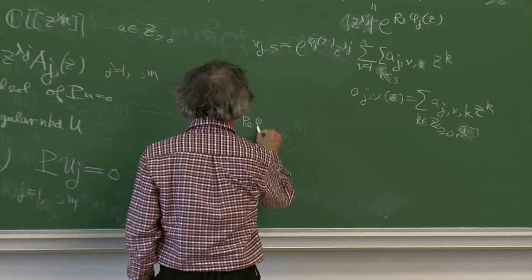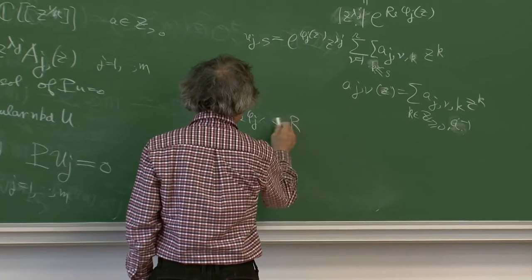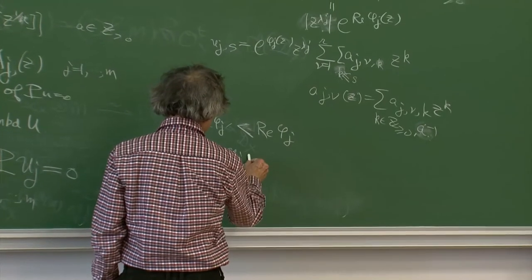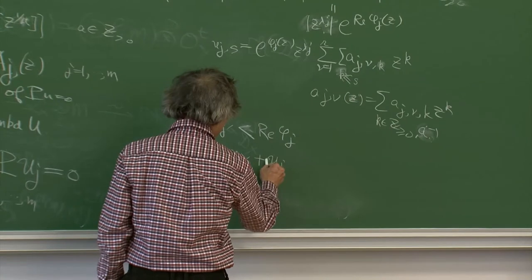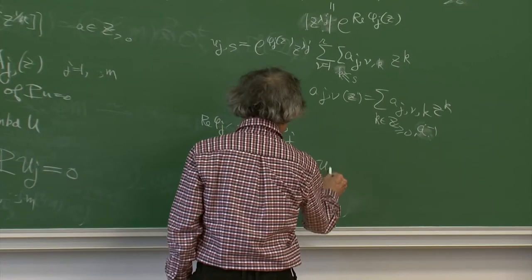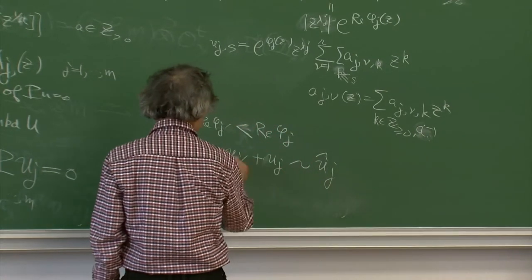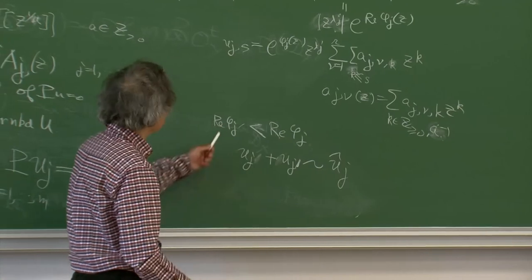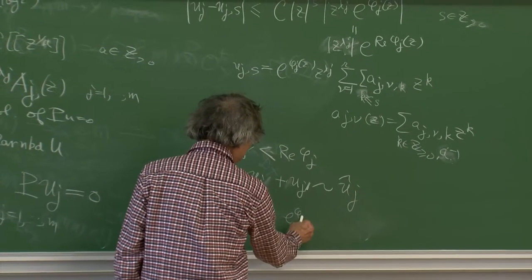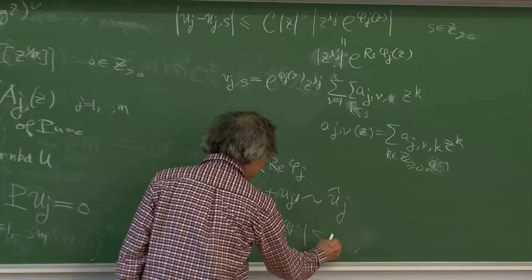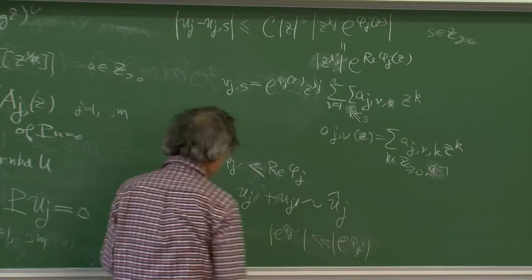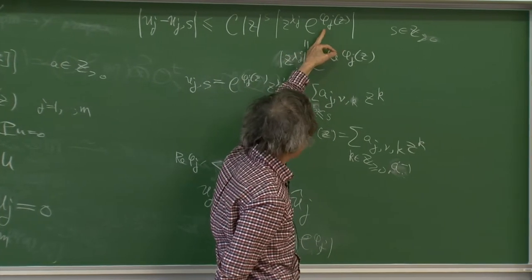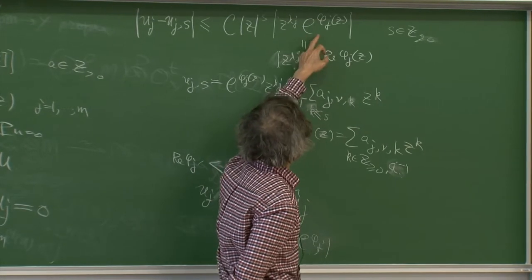for example, real Phij prime is very much smaller than real Phij on U, then UJ prime plus UJ is asymptotically UJ hat. Let me see, it's bigger. So it means if that is true, then phi prime is very small. So even if you add it, this asymptotic expansion doesn't change, because here there's a big term and UJ prime is very small compared to this.